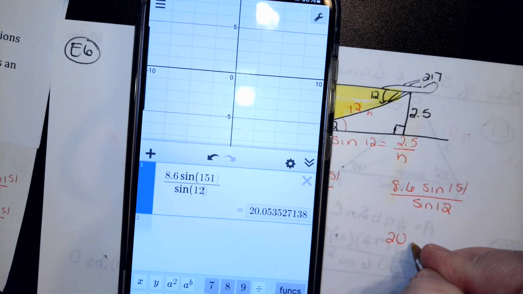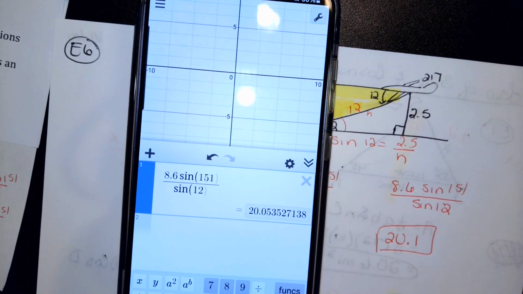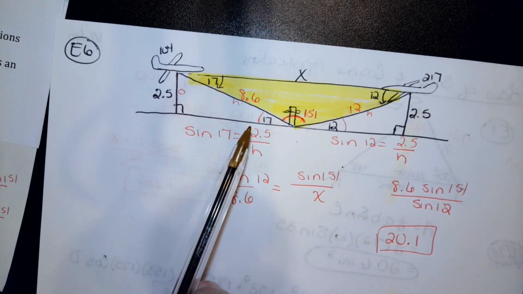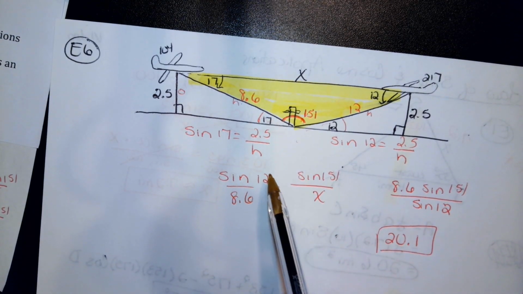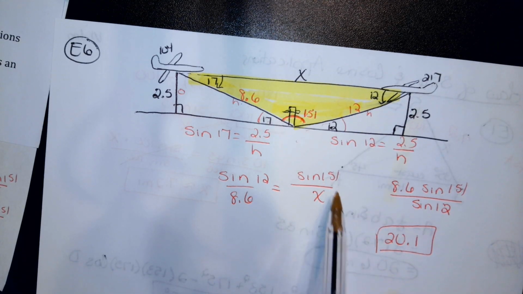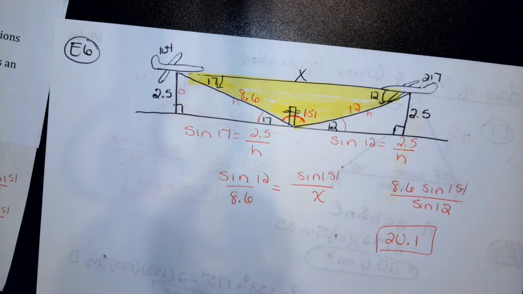That gives us 20.05 or 20.1. Now, if you do it with the other side, if you did the sine of 17 over 12 is equal to the sine of 151 over x, you get 19.9, which is still very, very close, because remember we rounded these, so that's why it would be just a little bit different, because we rounded before the end. Now I do like this problem here.